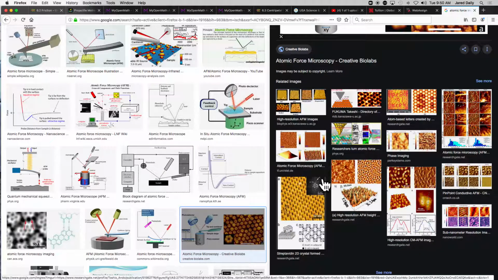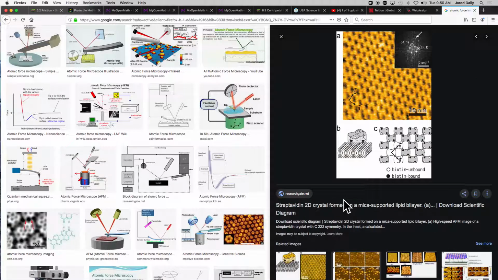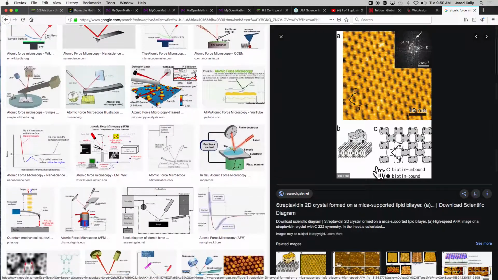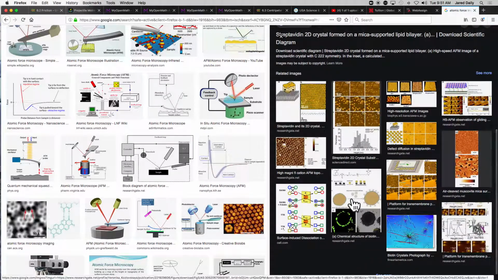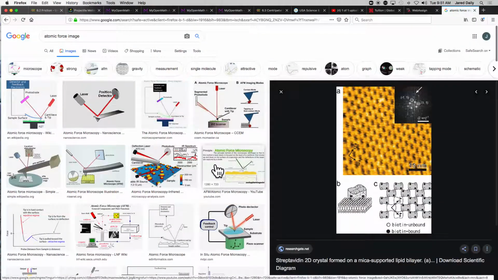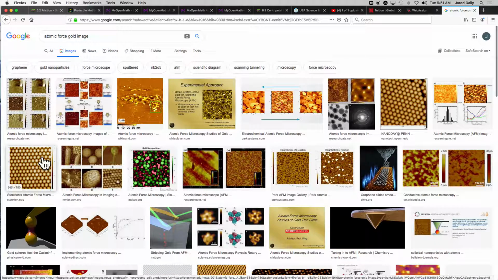Let's see what else they've got. They've got streptavidin. I don't know what that is either. Probably some kind of drug. But they're molecules. They can look at the structure of molecules. The smallest thing they've ever done is they've actually mapped out gold. I think just plain old gold that's been hammered out, like this one here.